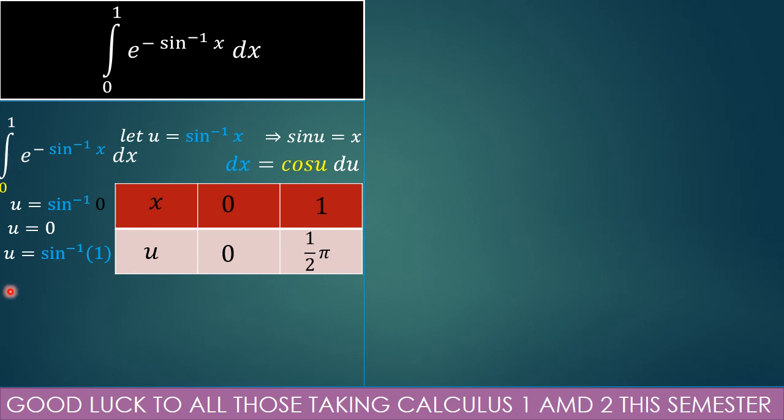So this integral is now going to translate into, when x is 0, we have u to be 0. When x is 1, we have u to be a half pi. So this is going to translate into the integral going from 0 to half pi, or pi by 2, of e raised to the power negative u, because our sine inverse of x is our u. Then our dx is what? Cosine of u du. That's why we replace dx by cosine of u du. So this is what we have now.